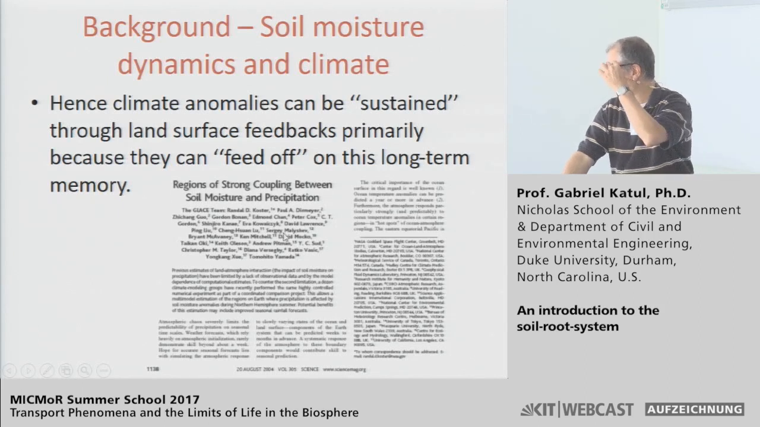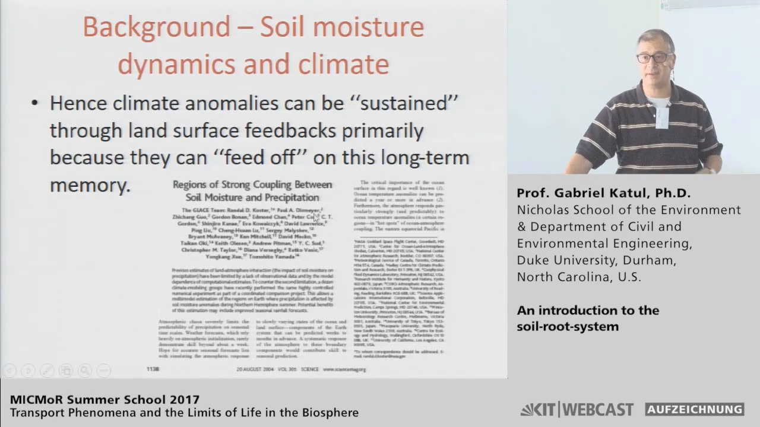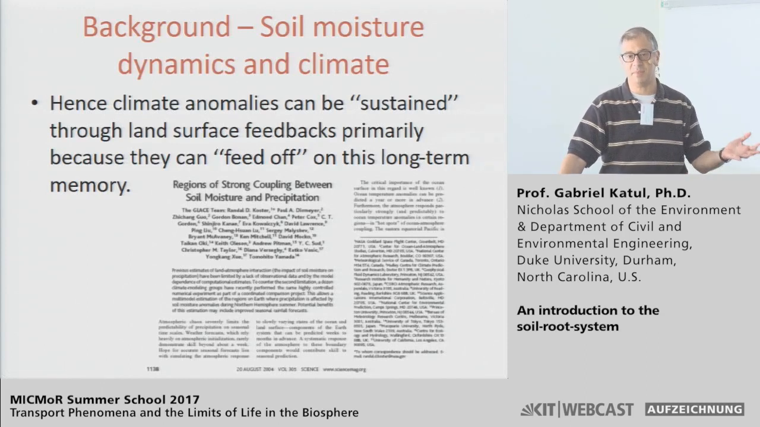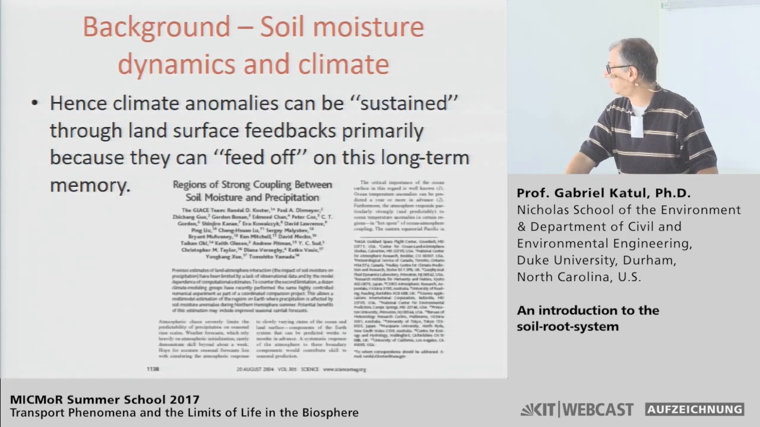This is one example of a paper by Randy Koster from the GLACE team at NASA, where they were trying to come up with a global map of regions of strong coupling between soil moisture and precipitation. Because of this memory, wet states tend to maintain some wet states in the soil, and that has some impact on the atmospheric humidity. Atmospheric humidity means that the lifting condensation level is pretty much set by wet soil moisture states, and so you could actually induce precipitation when the boundary layer height crosses this lifting condensation level.